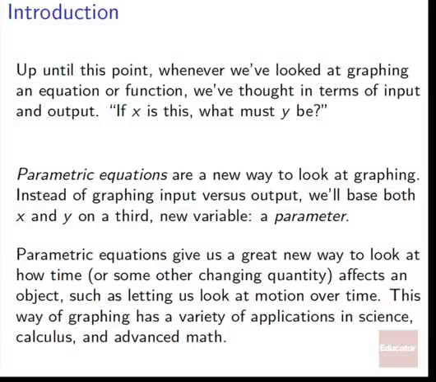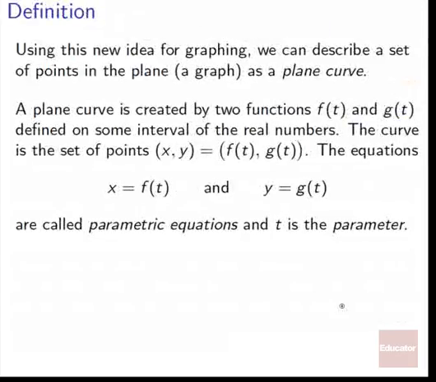Parametric equations are a new way to look at graphing. Instead of graphing input versus output, we'll base both x and y on a third new variable, a parameter. Parametric equations give us a great new way to look at how time or some other changing quantity, some changing parameter, some outside thing, affects an object, such as letting us look at motion over time. There's lots of other uses, but motion over time is a really commonly used one. This way of graphing has a variety of applications in science, calculus, and advanced math. So let's look at what it is.